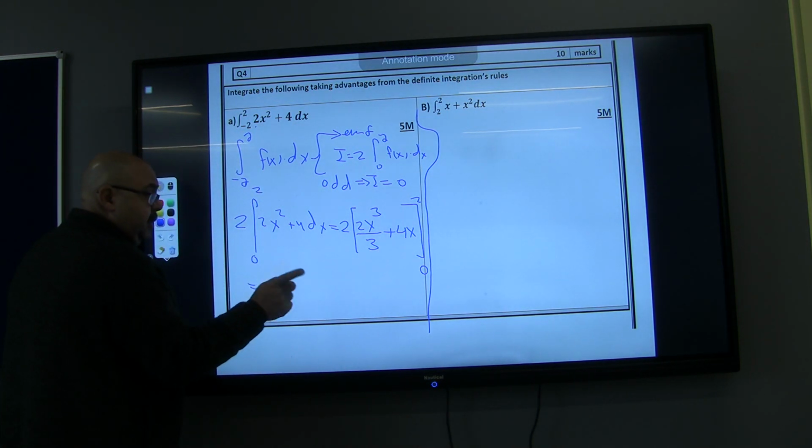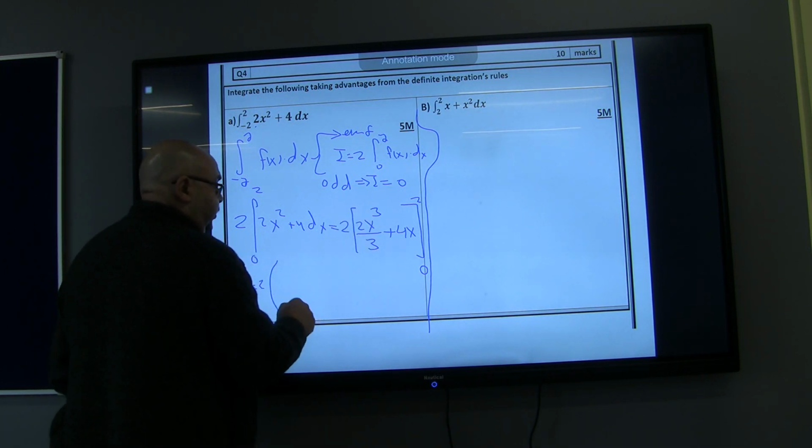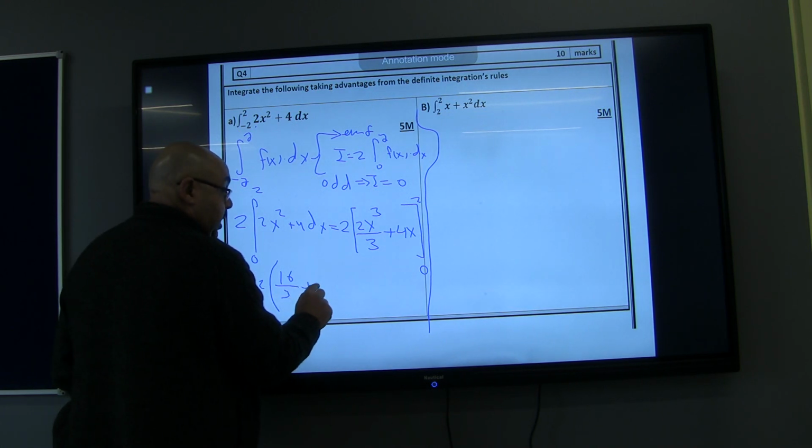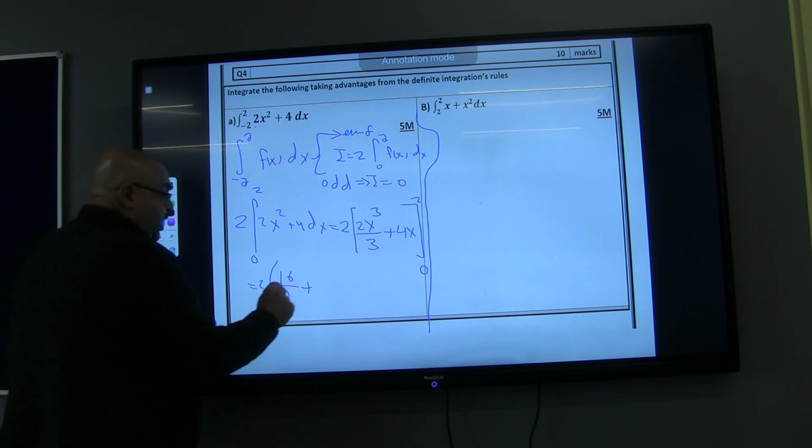So you will end up having 2 times the bracket. It's going to be 16 over 3, so actually it's going to be 8 over 3 times 2, then plus 8, which simply can be rewritten as 24 over 3.